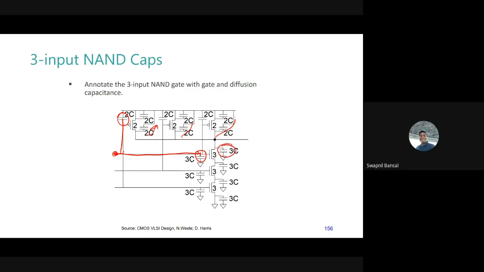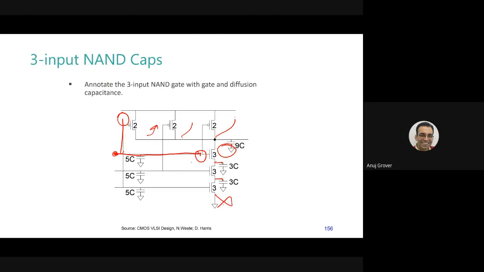Yes, sir. The capacitance on this node is 3C. The capacitance on this node is also 3C. This has no significance. Are you with me? Yes. So this is what my capacitance model would look like. Any questions still here?